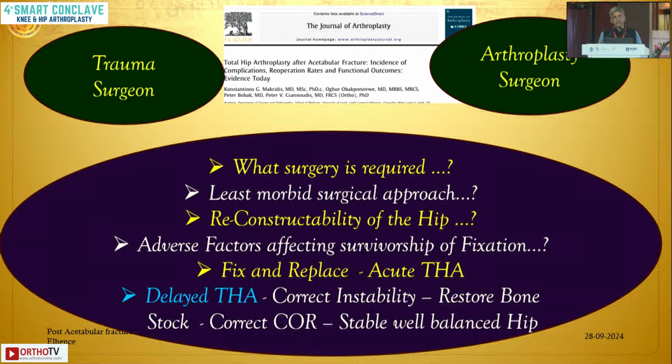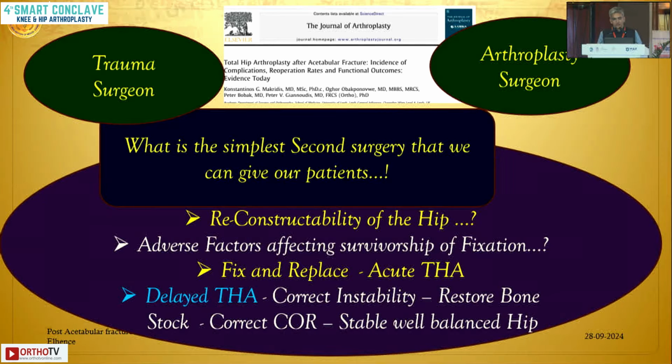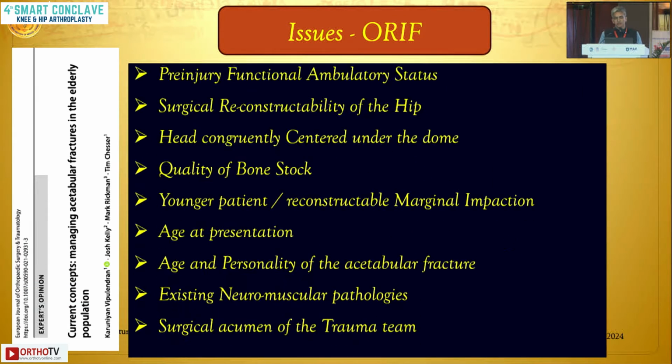Adverse factors affecting the survivorship of your fixation, if you do choose to fix those hips, fix and replace in an acute setting, and fix and replace in a delayed setting, restoring the center of rotation of the hip and giving back the patient a well-balanced, stable hip. So the basic question boils down to the pathoanatomy and the pathomorphometry of what the damage is like and which is the second simplest surgery in terms of revision that you want to give your patient.